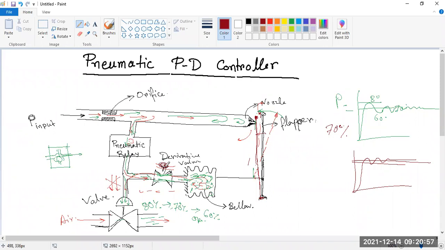Then you apply this derivative valve. It should be closed. Whenever it is closed, what happens? This area becomes full of air. In previous cases, the fluid was entering over here, but now it is closed due to this valve. So the air enters into this bellow and does not go outside.